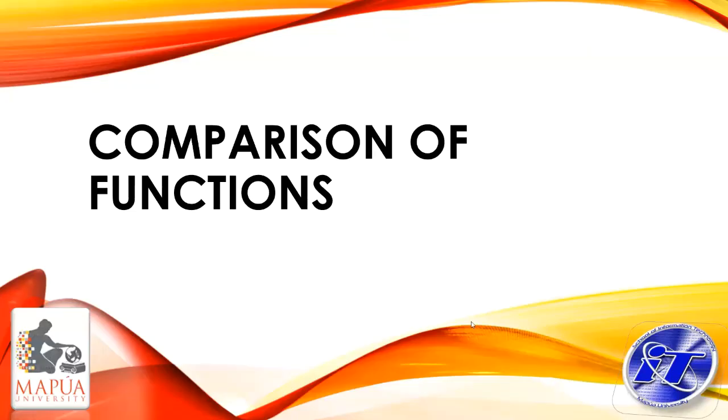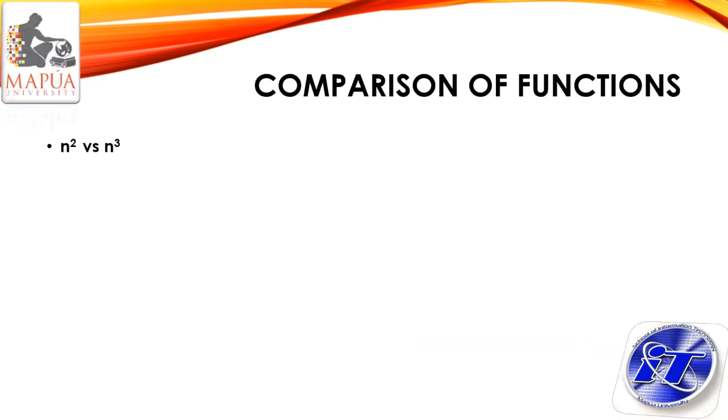Let us compare different functions of different algorithms. We're going to determine which is the better function based on our analysis, comparison of the asymptotic notation. So let's have this example. One algorithm that has a growth rate of n squared and another algorithm that has a growth rate of n cubed. So which has a better growth rate? If I say better growth rate, it has less number of time in processing our algorithm.